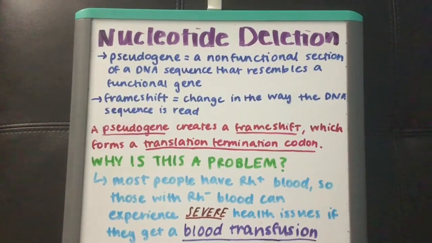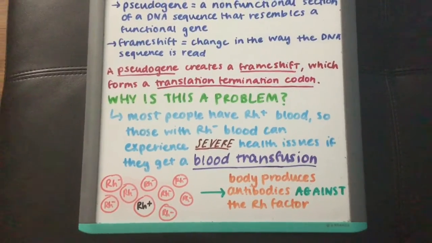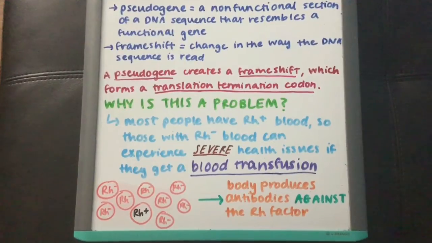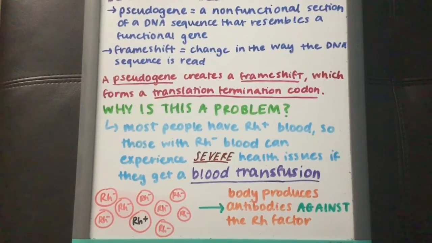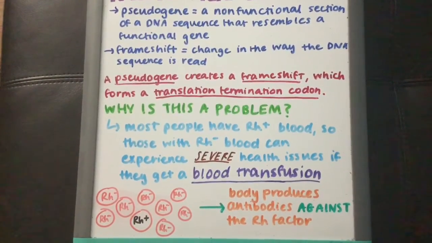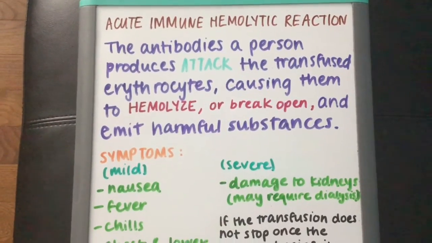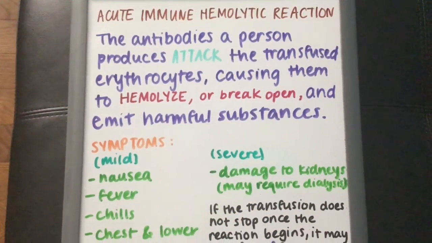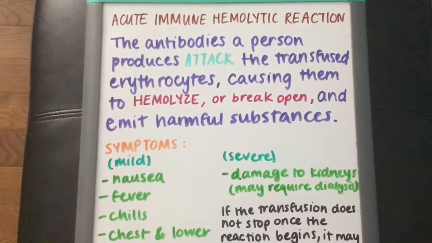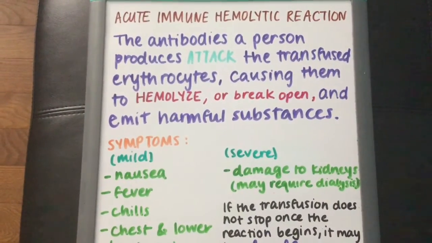Because the majority of people have Rh positive blood, people with Rh negative blood can face serious issues when getting a blood transfusion. If Rh positive erythrocytes enter the bloodstream of someone who is Rh negative, the person's body will start to produce antibodies against the Rh factor. This can lead to an acute immune hemolytic reaction, in which the antibodies the person produces attack the transfused erythrocytes, causing them to hemolyze, or break open, and emit harmful substances.